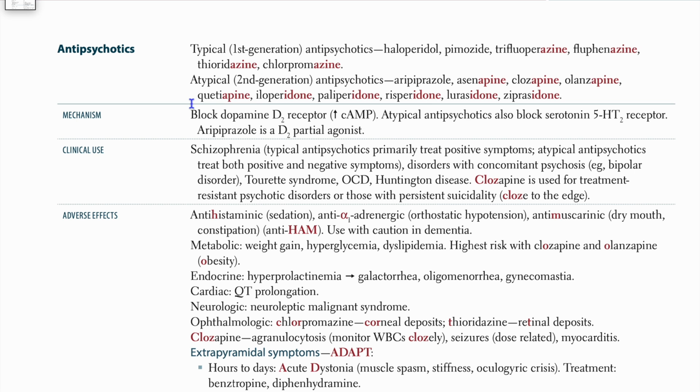Mechanism is that they block the D2 receptor. That's the inhibitory one, right? It increases cAMP. So atypical antipsychotics also block serotonin or 5-HT2 receptors. And aripiprazole is a D2 partial agonist. Clinical use is schizophrenia. Typical antipsychotics primarily treat positive symptoms. Atypical antipsychotics treat both positive and negative symptoms. Also disorders with concomitant psychosis, for example, bipolar disorder, Tourette syndrome, OCD, Huntington disease. Clozapine is used for treatment resistant psychotic disorders or those with persistent suicidality, right?